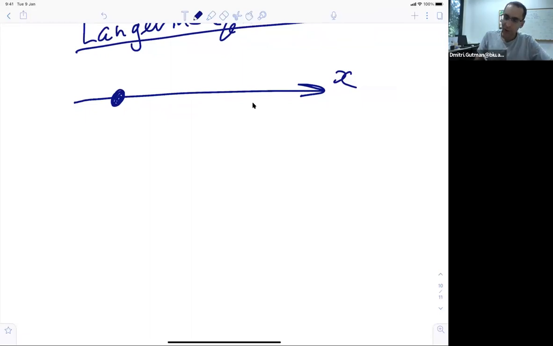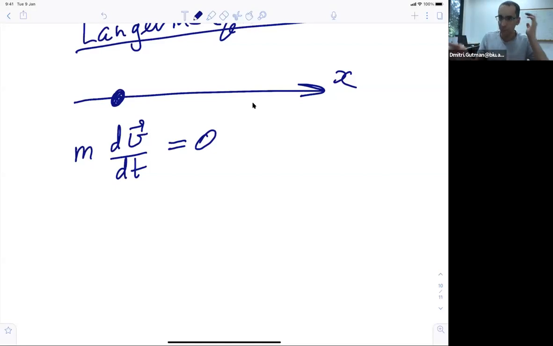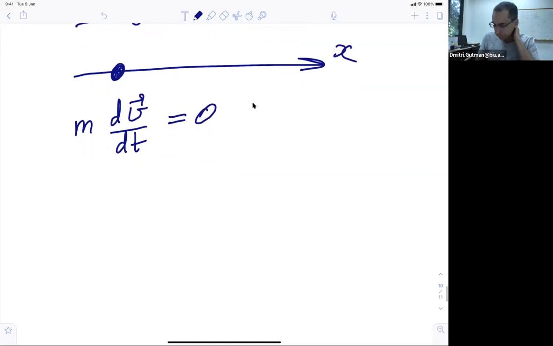Now, if this molecule is left alone, its equation of motion is given by the second law of Newton. So it means m dv/dt is equal to zero. So just a freely moving particle. And you can add, say, a particle in the electric field.